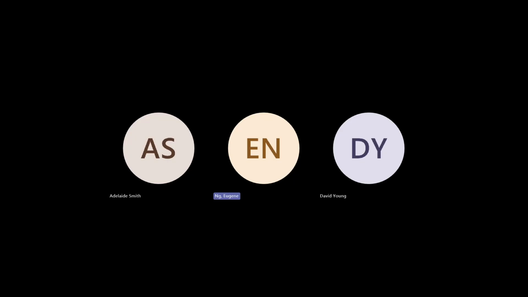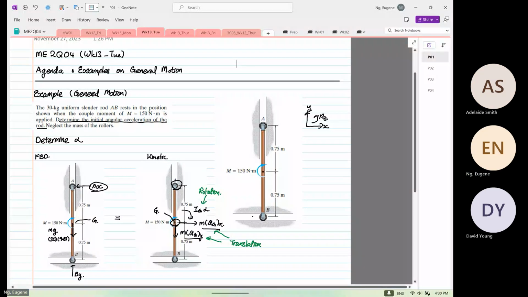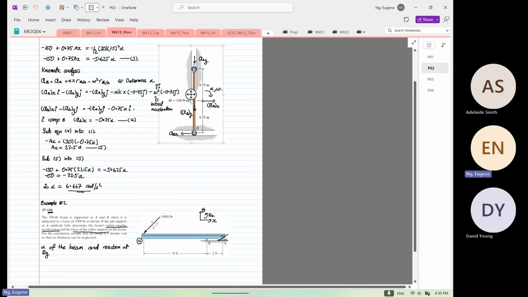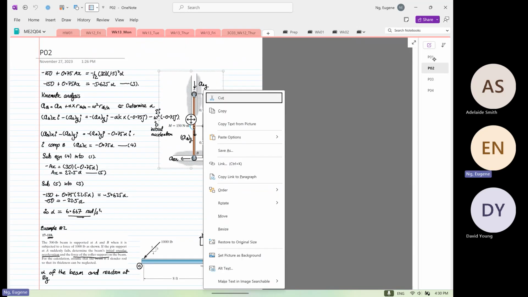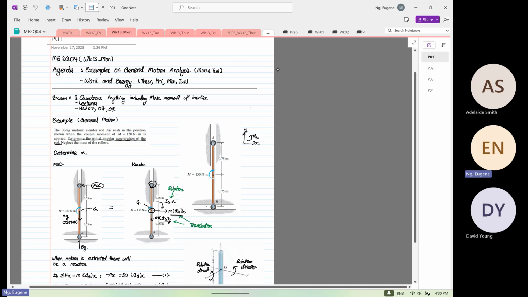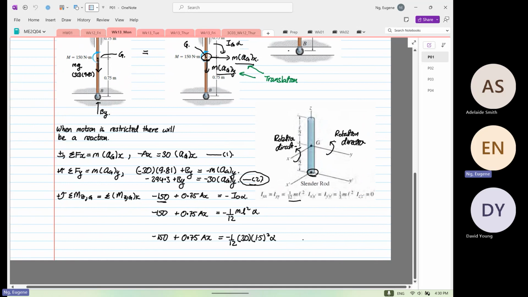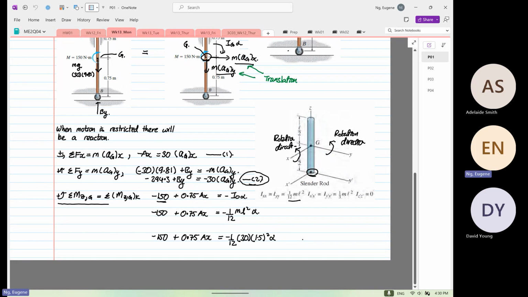To do the last examples on general motion. Yesterday, a student asked me, what if we take moment at point A? Okay. So this example was done yesterday. What I did yesterday is that I took moment at point G. We have this relationship. Now I'm going to take moment from point A.